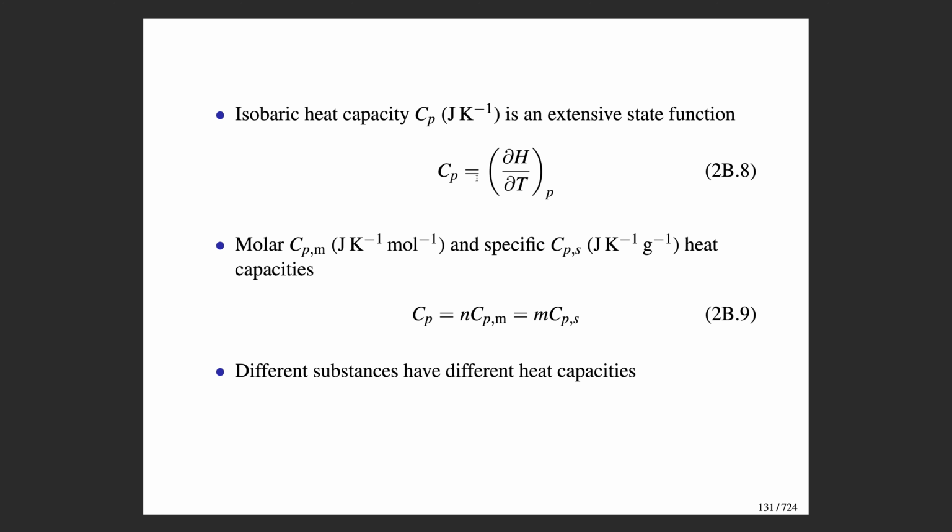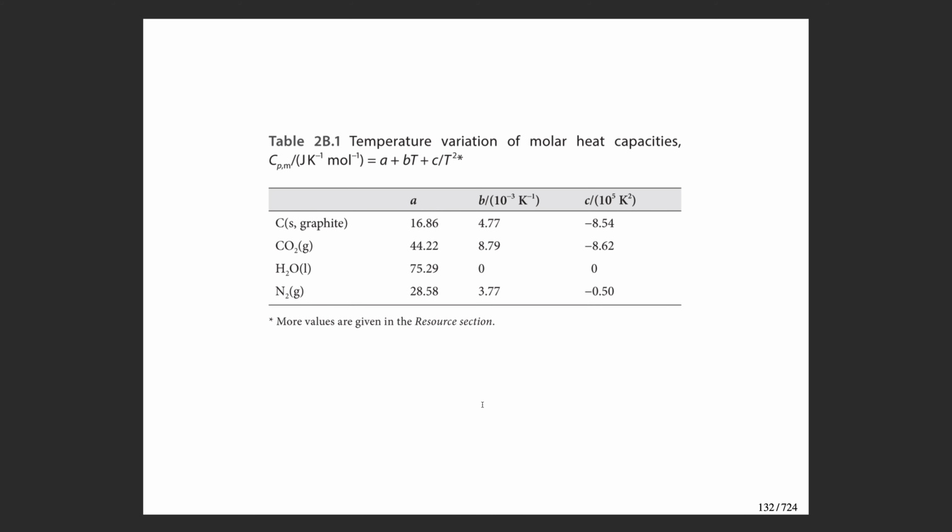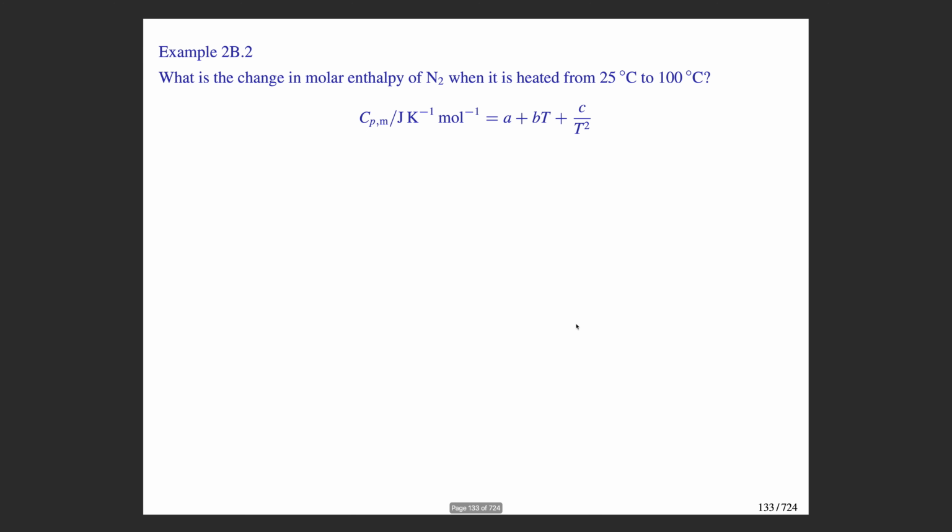Just like the isochoric heat capacity has a particular value for different substances, so does the isobaric heat capacity. Here is a common polynomial form for expressing the heat capacity's dependence upon temperature, A plus B times T plus C divided by T squared. And here are the parameters A, B, and C for different substances. And we're being asked to work with this formula in this problem.